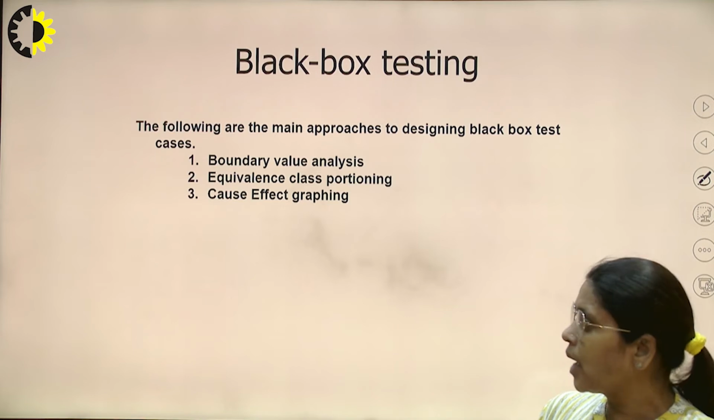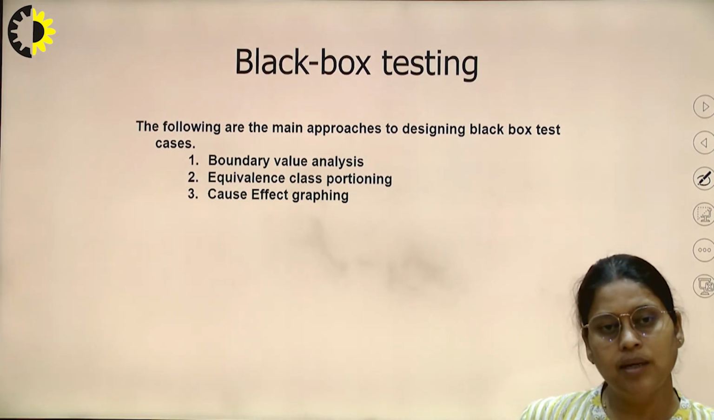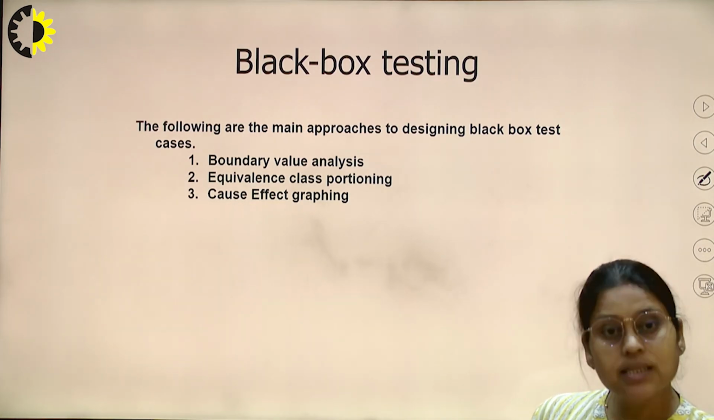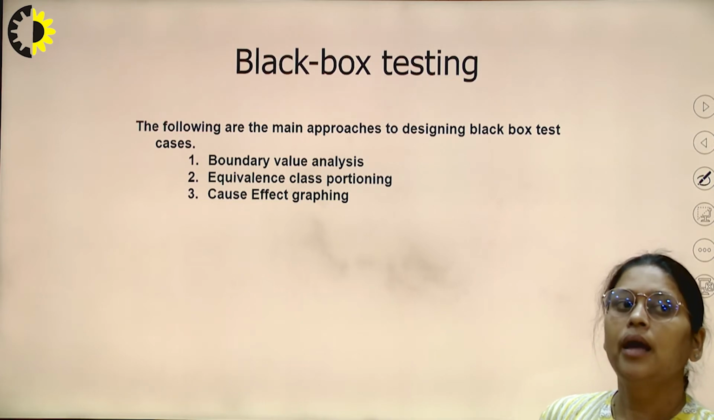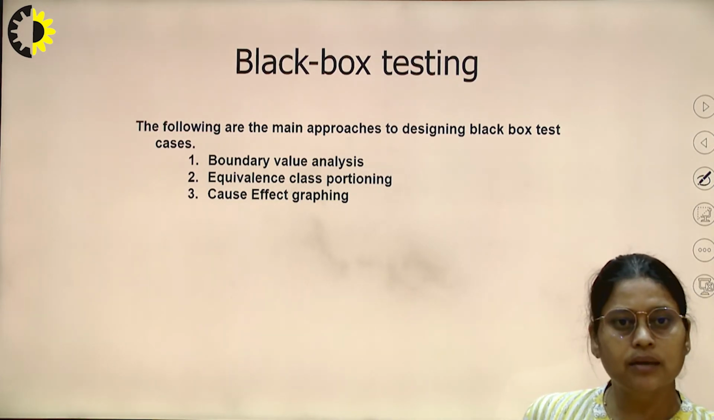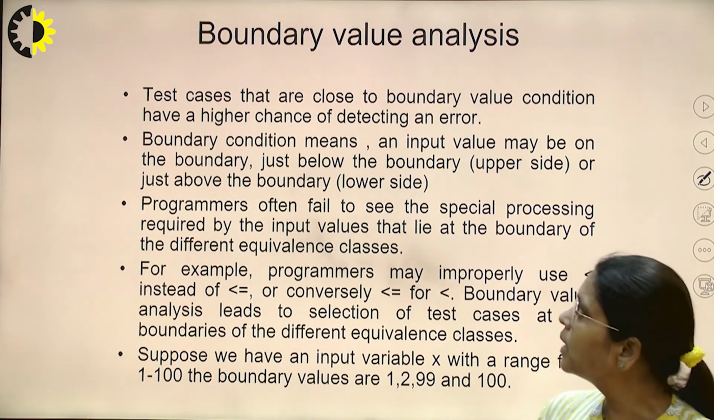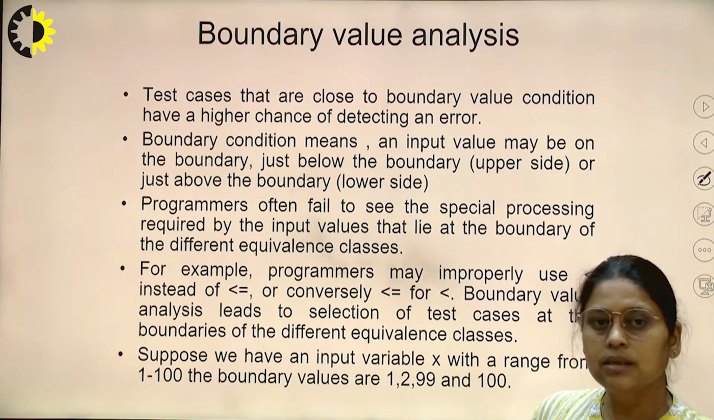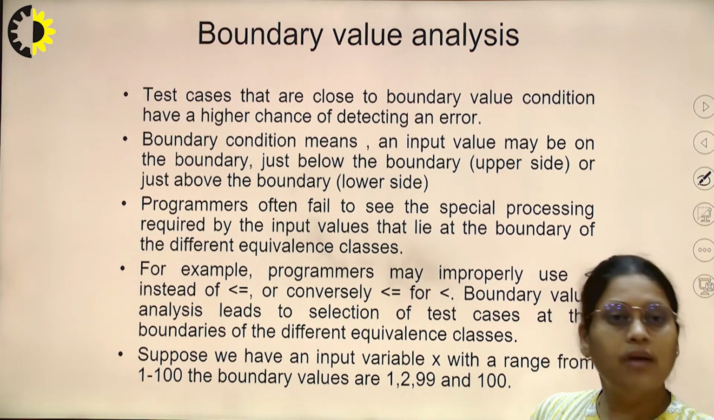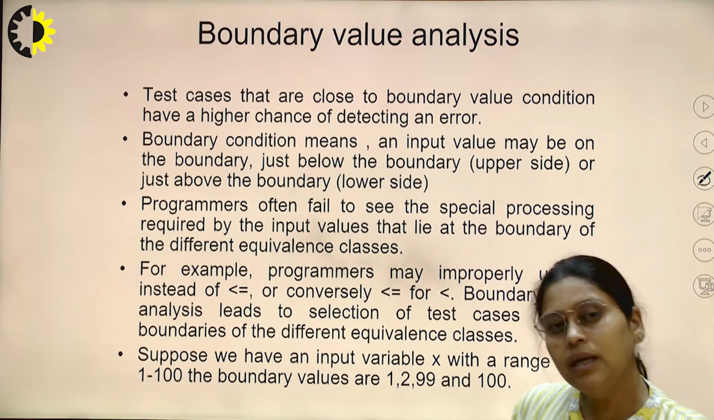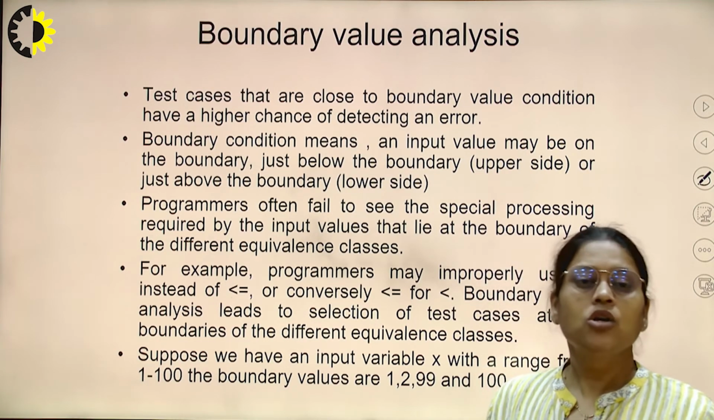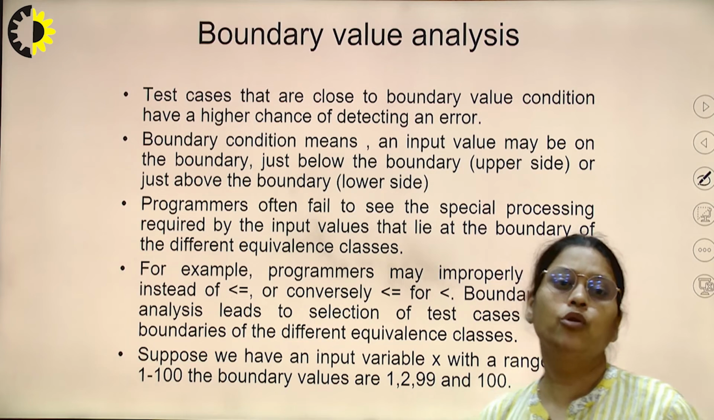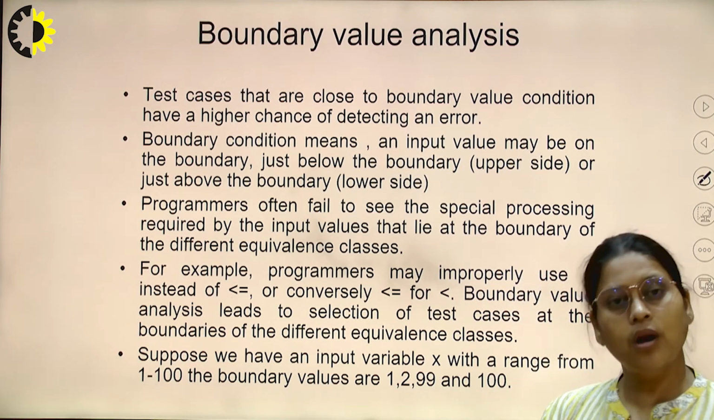There are certain types of black box testing available. One is boundary value analysis. Next is the equivalence class partitioning method. And the third one is the cause effect graphing method. The first method we will perform is boundary value analysis. What is the boundary value analysis process? Basically, when we test our software, there are more chances of error at the boundary of the input domain, input or output.